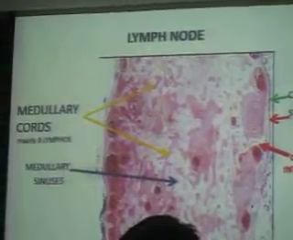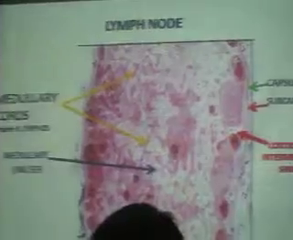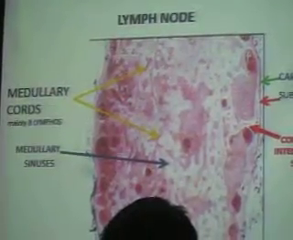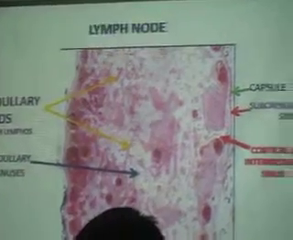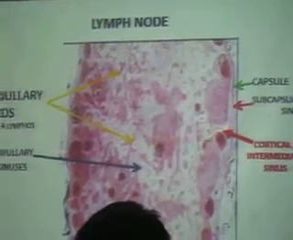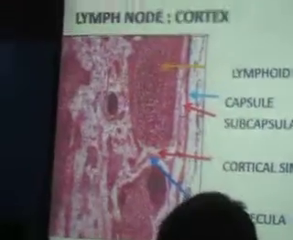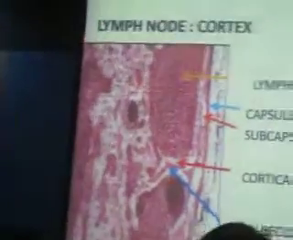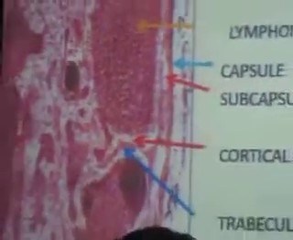For the medulla part, you have medullary cords, medullary sinuses. Again, for medullary cords, mainly your B lymphocytes. Your paracortex will have your T lymphocytes. High power magnification: lymphatic nodule, capsule, subcapsular sinus, cortical sinus, trabecula. You know these already. You'll be able to remember.